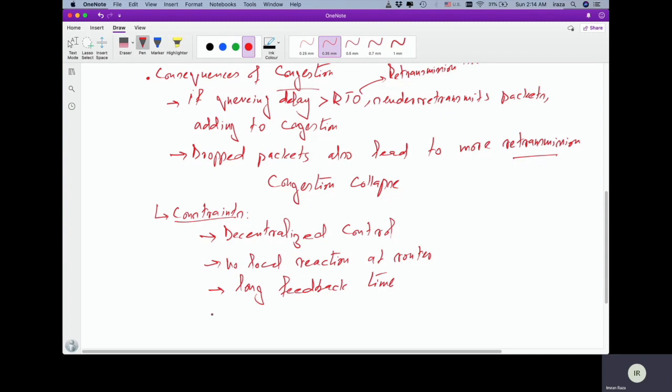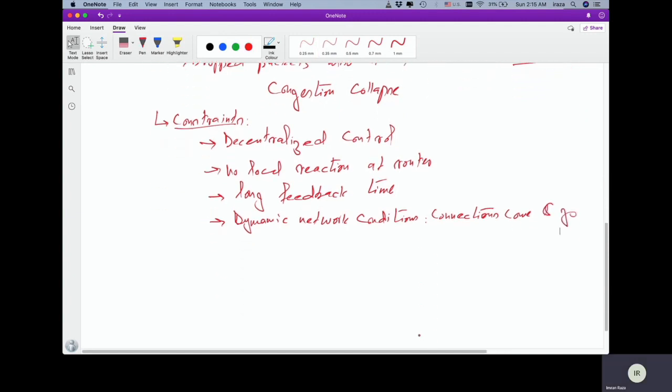And the most important one is dynamic network conditions. What do we mean by dynamic network conditions? We want to say that connections come and go. So the network is very dynamic. We are having new connections, and we have to control the congestion in the network based on that.